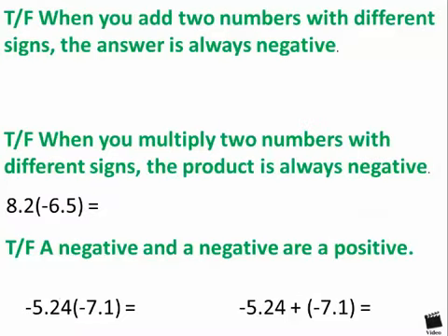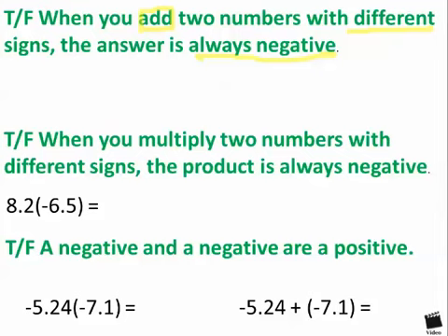Some of my favorite questions. They're true-false questions and they are here to confuse you. So let's be careful with them. First one, true or false? When you add two numbers with different signs. So there's only two possible different signs. Something can either be positive or negative. So basically we're saying when you add one positive and one negative number, the answer is always negative. I hope you know that that's not true.